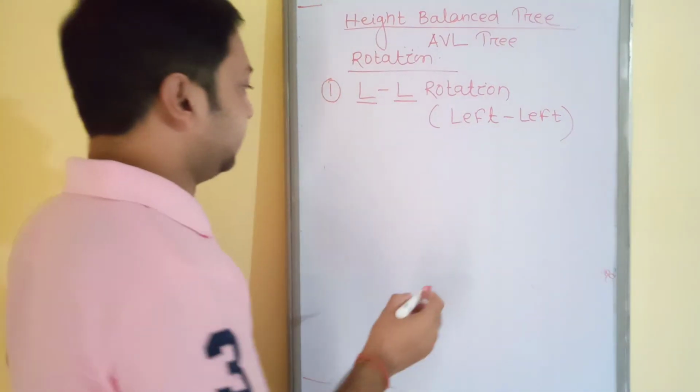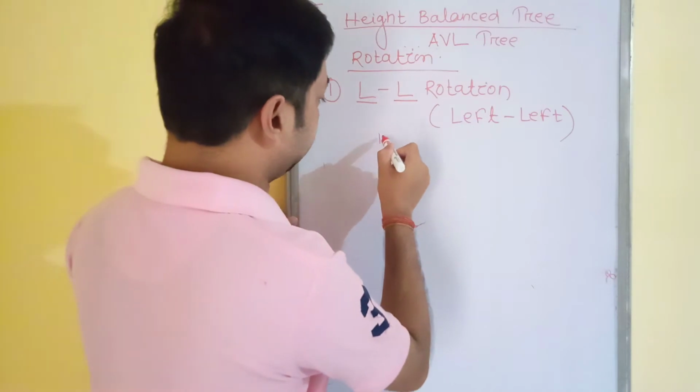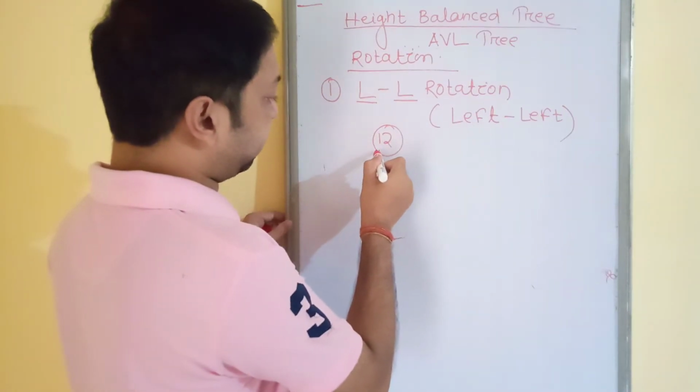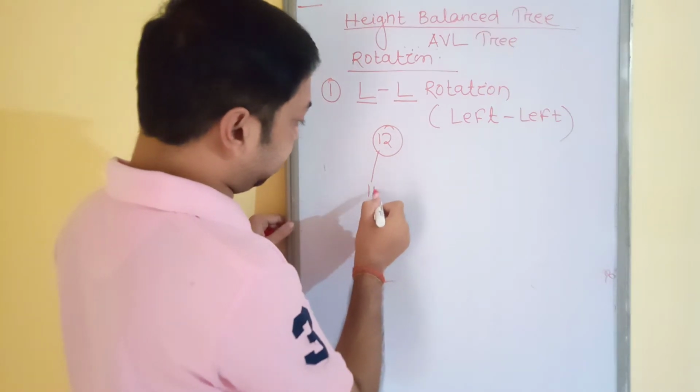Now see how to solve it. So this is 12. This is the root. Now on the left-hand side of the root, another one is 11.